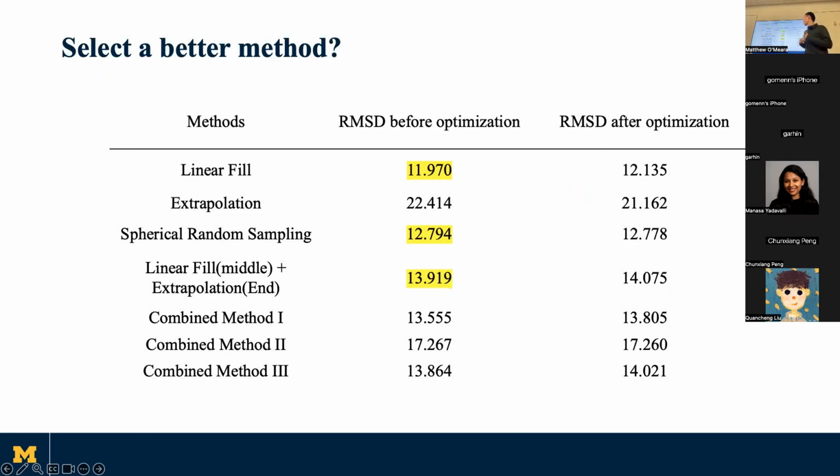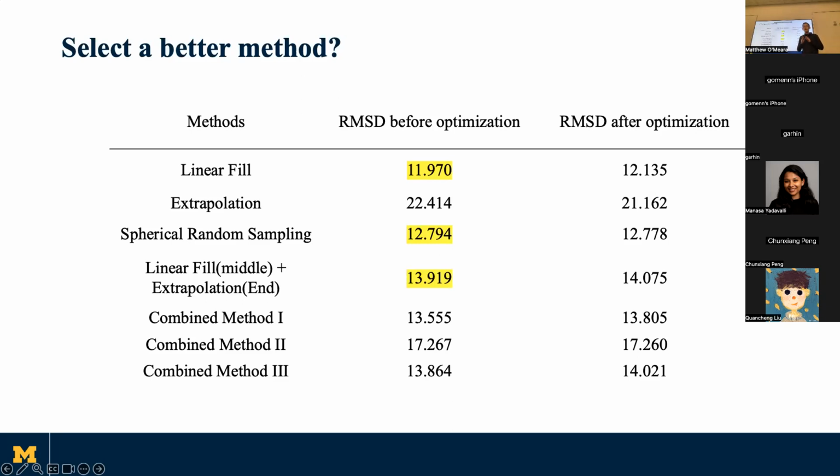About these many methods, and how about the RMSD results? Here is some RMSD result with all these methods. From this, you can find the linear field, spherical random sampling, and combined method. Sorry, I made a mistake. Actually, this one is the third best method between them. But how could we apply them to tackle the real problems?